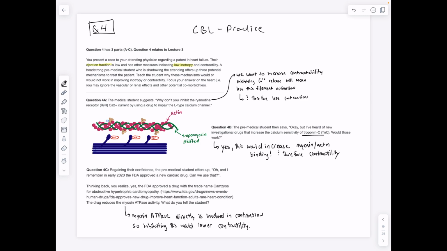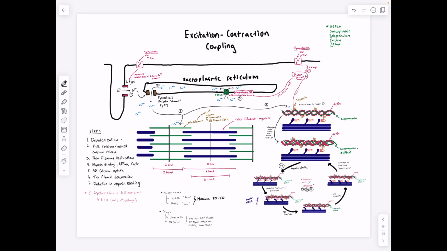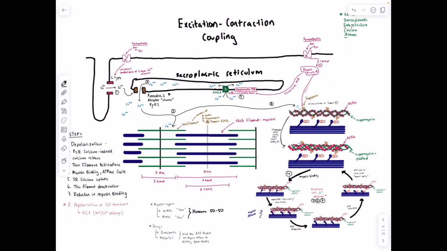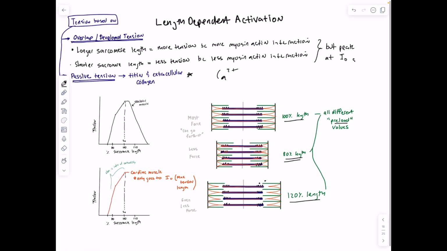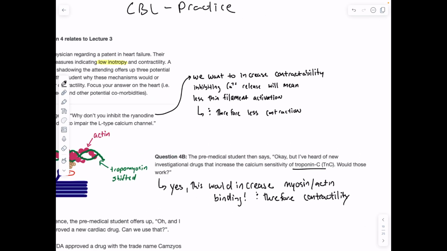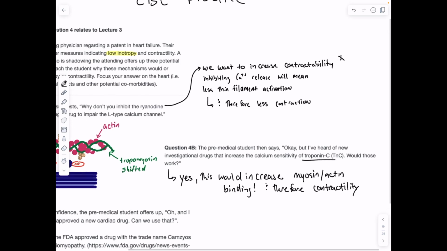All right, so we haven't gone over ejection fraction yet, but we won't need it. Question 4a says, why don't you inhibit the ryanodine R2 calcium current by using a drug to impair the L-type calcium channel? Well, the effect of this is to release calcium, which encourages contraction, right? Because the calcium binds to the troponin. And so if we inhibit the ryanodine receptor and we decrease that current, we're going to actually decrease contractility. So we don't want to do this. We want to increase contractility, and inhibiting calcium release would mean less thin filament activation and therefore less contraction. So it's not a good plan.